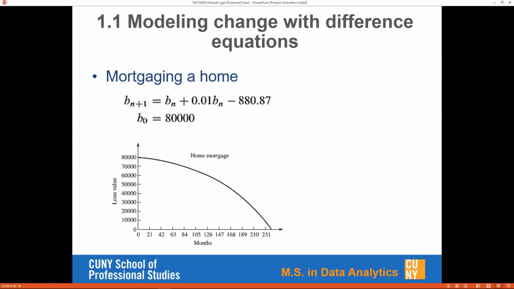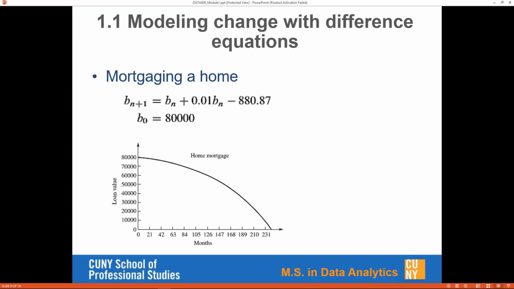And then let's see how we can use this for modeling something like mortgaging a home. Suppose that your initial loan value is 80,000, and we know the value as time goes on. The balance of your loan follows this relationship: b sub n plus 1 equals bn plus 0.01 bn minus this number, and then we would be able to draw this line.